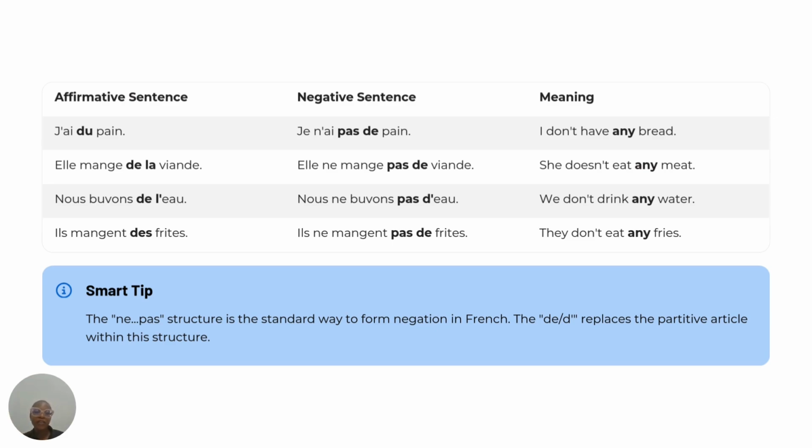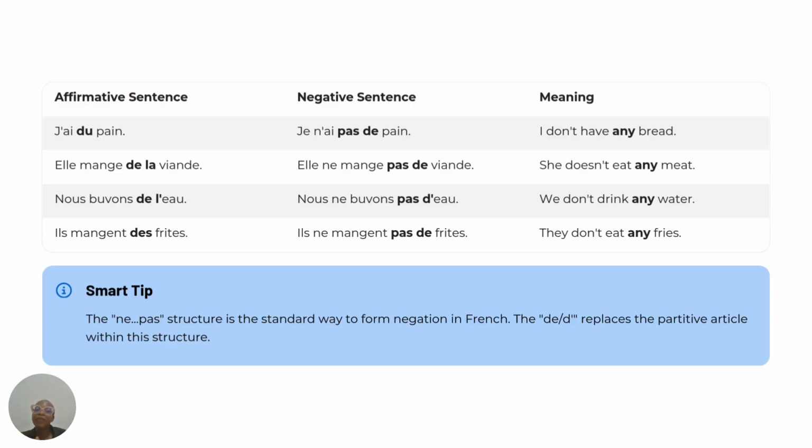Elle mange de la viande. It will turn to elle ne mange pas de viande. It won't be elle ne mange pas de la viande. Alright, just take note of that. It's very simple. Just know that you will not have to bother with du, de la, des. No, you won't bother with that. All you have to do is just change them to de and d' with an apostrophe.